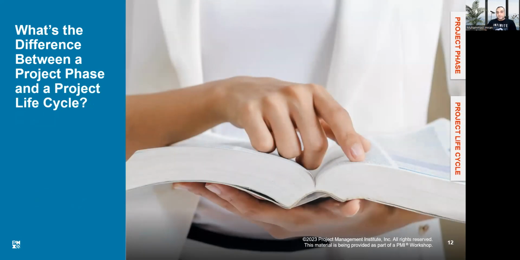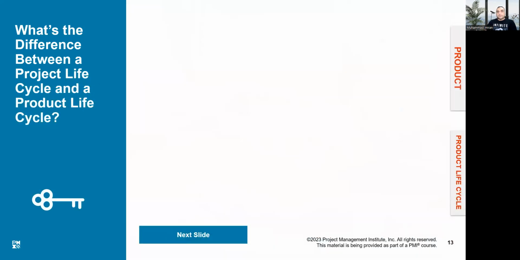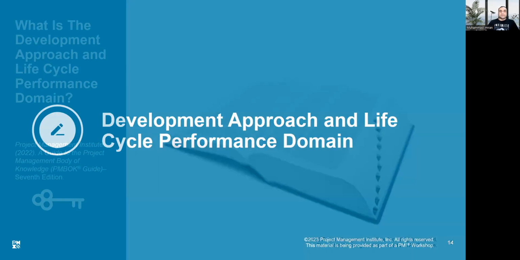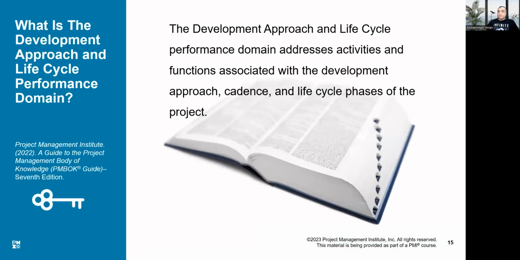If you want to distinguish between project and product, product is what you are going to deliver. And product life cycle is from concept or idea to operation to phase out. So for that, we have development approaches. We have to set the life cycle, which life cycle we are going with. We have to use the cadence.